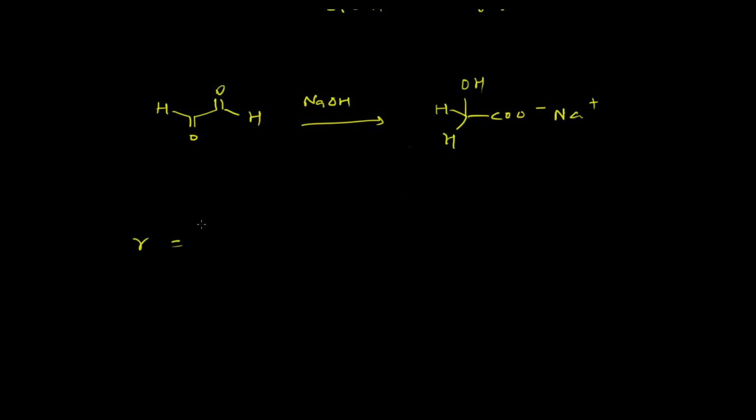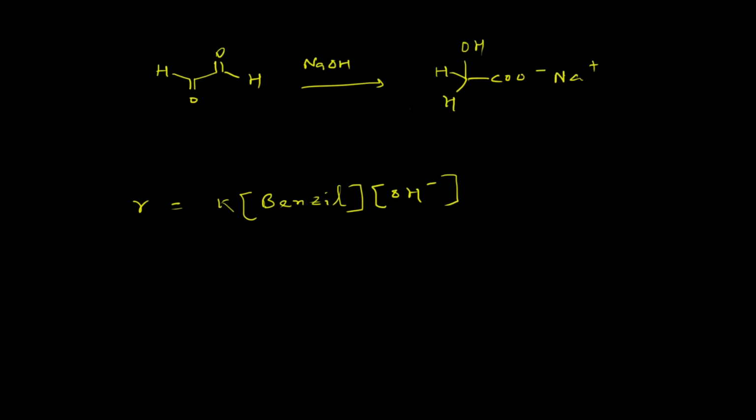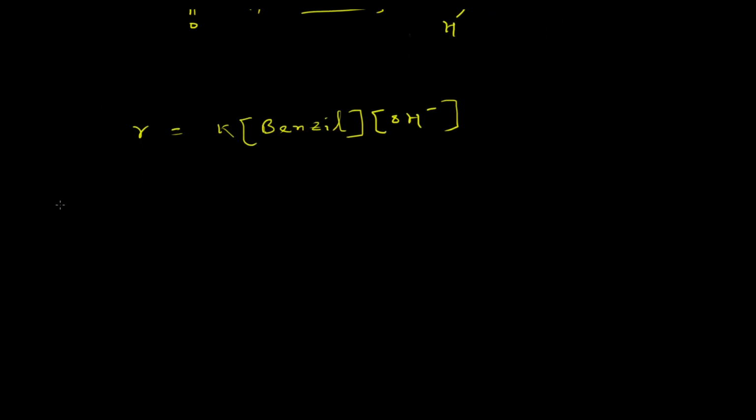Experimentally it was found that the rate for the benzilic acid rearrangement is first order with respect to benzil and also first order with respect to OH minus. That is, overall it is a second order reaction. Now let us go into the detailed mechanism of the benzilic acid rearrangement.